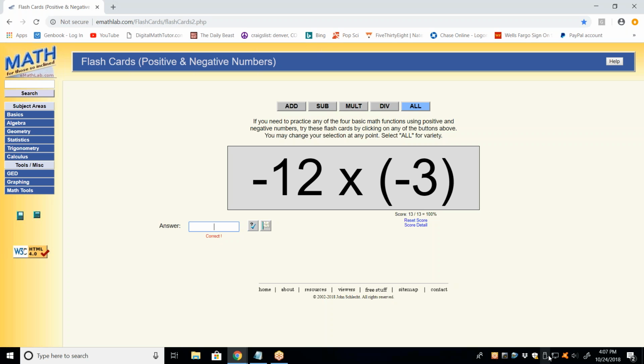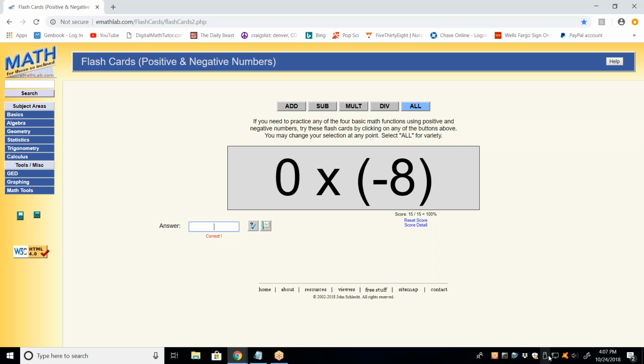Okay. I already know it's a positive. Good. +36. Good. 8. You know what? You're fine. Do this one, and I'll let you go. 0 times -8. 0. Yes. Anything times 0 is 0. Always.